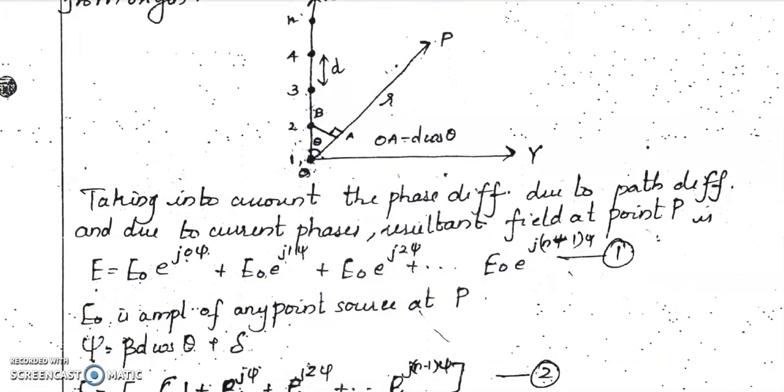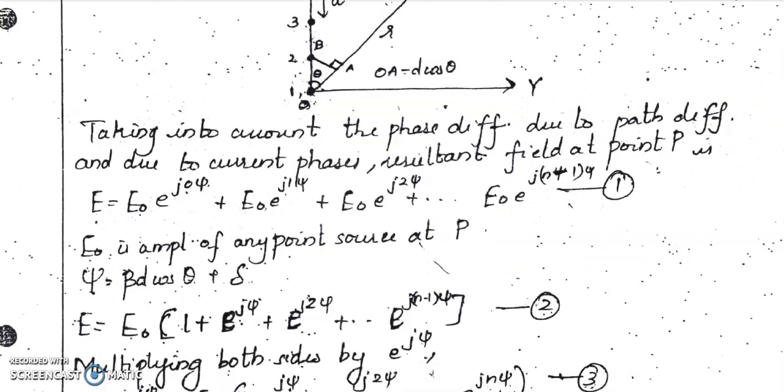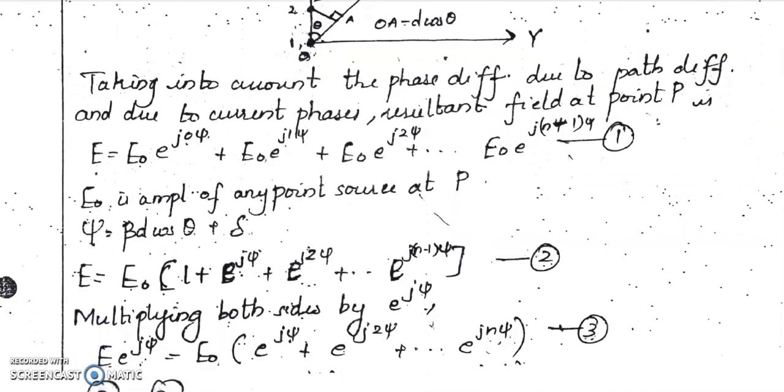Then the phase difference psi can be represented as beta d cos theta plus delta, where beta d cos theta is the phase difference due to path difference and delta is due to current phase. And we can rearrange this first equation, taking E0 outside, so E is equal to E0 into the remaining terms. That is written as the second equation. We want to rearrange the equation. For that, we multiply both sides by e raised to j psi. So you will get equation 3.